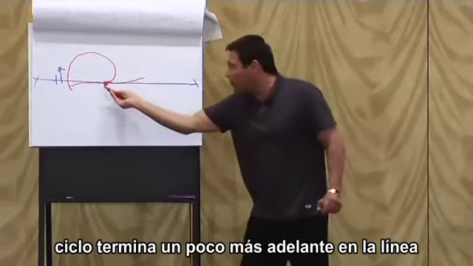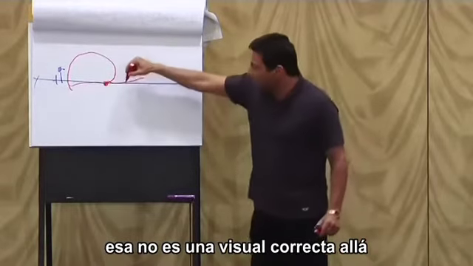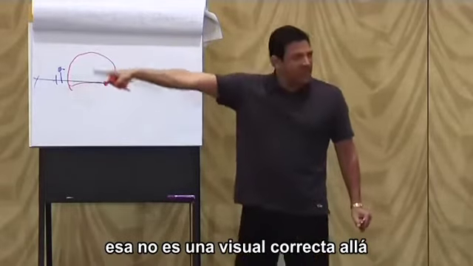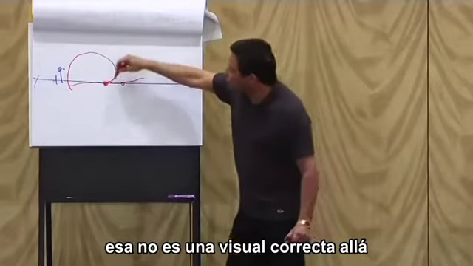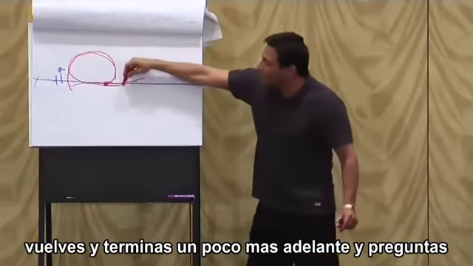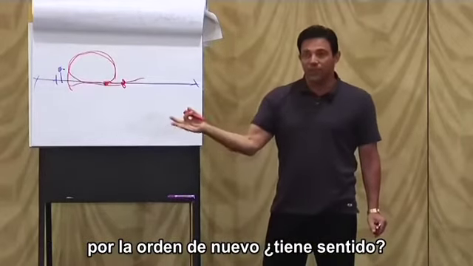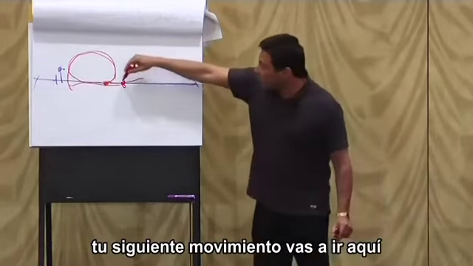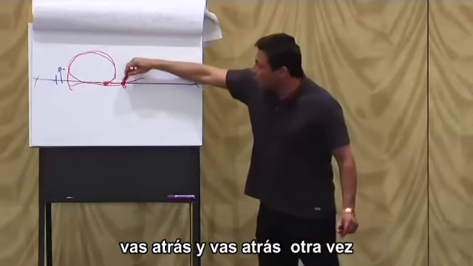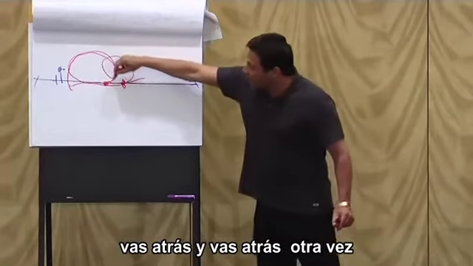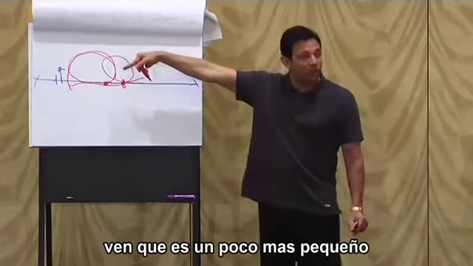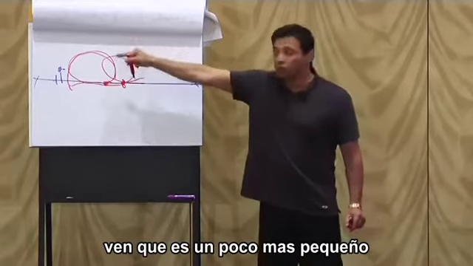No. Your loop ends a little further down the line. It's not a perfect visual there, but you loop, you go back, you go online, and you end a little bit further and ask for the order again. Make sense to everybody? Your next loop, you're not gonna go forward, you go whoop, back, and loop back around again. Notice the loop is smaller. In the first loop, the loop gets tighter.